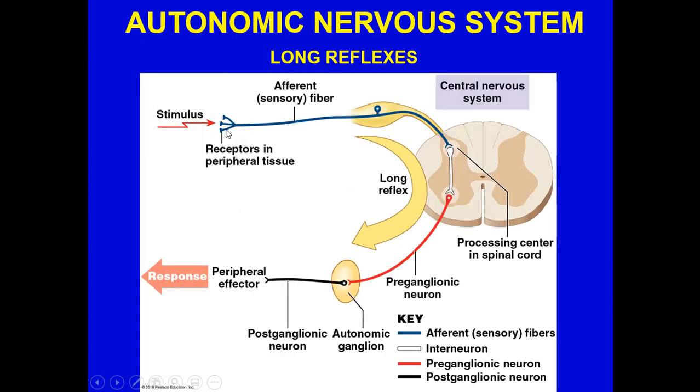If you take a look at the long reflex, you have your afferent fiber, which is a sensory fiber, comes in, gets right into the CNS. So you've got one synapse here. You've got an association or processing center neuron, a CNS neuron here, an interneuron. So you've got one synapse, two synapses, three synapses, and the fourth one. So what's going to happen here is this information is going to pass out on this preganglionic neuron, come up to an autonomic ganglion, have a postganglionic neuron, and eventually go to its peripheral effector.